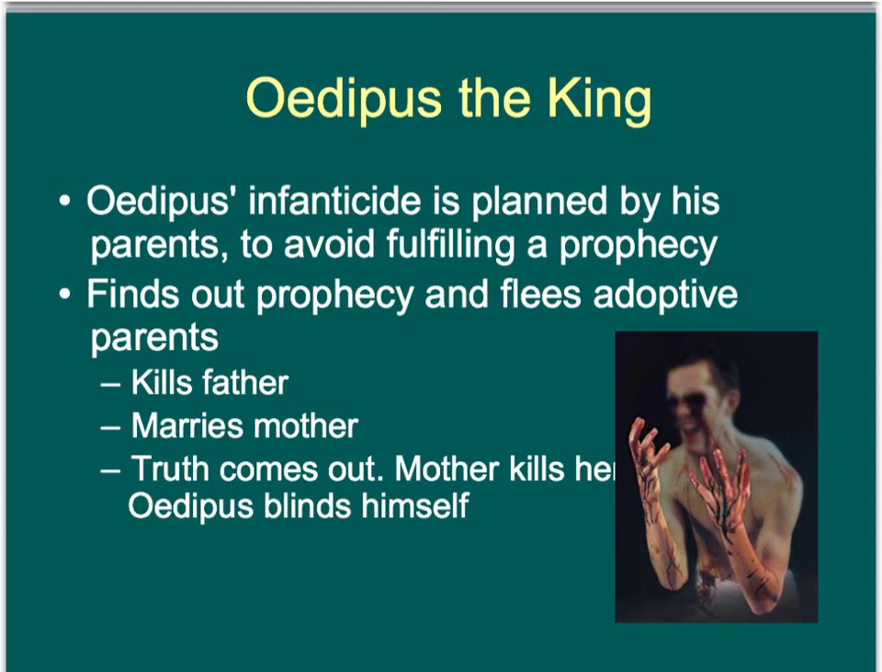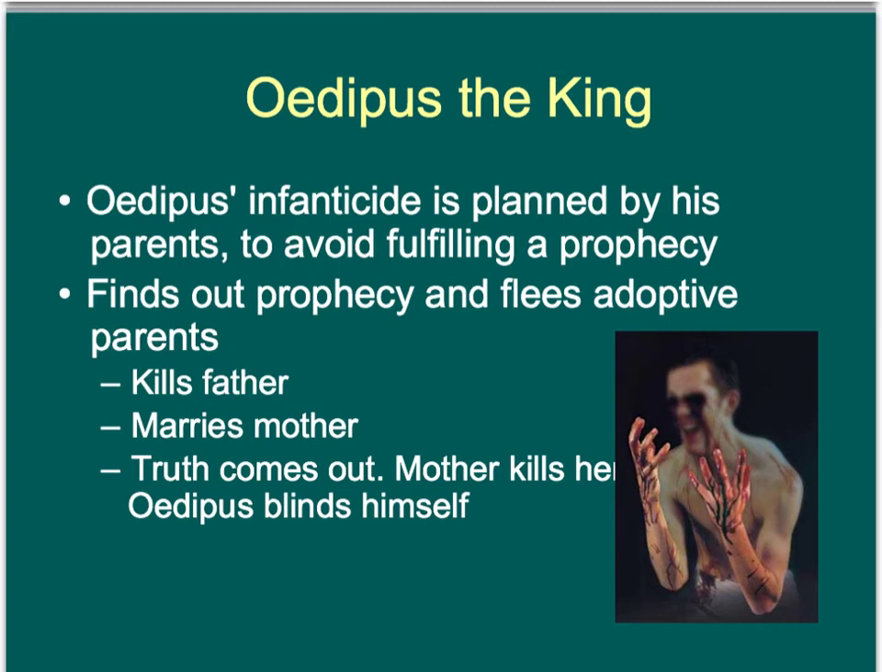So the dad gives the mom the task of killing the baby. She can't do it, so she gives it to a servant who ties up the baby by his feet and has to go up to the side of a mountain and kill him. But the servant doesn't have the heart to do it and leaves him to die from exposure. However, the baby is picked up by a shepherd who unbinds the baby's feet. The word Oedipus means swollen feet, so that little baby, his name is Oedipus, and he grows up in the household of a king.